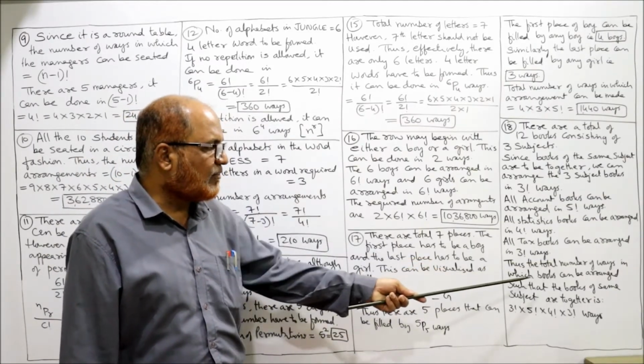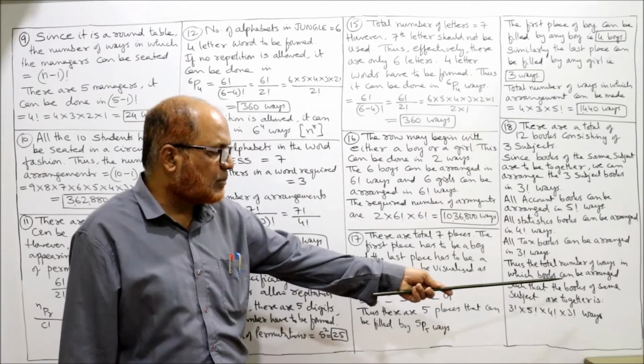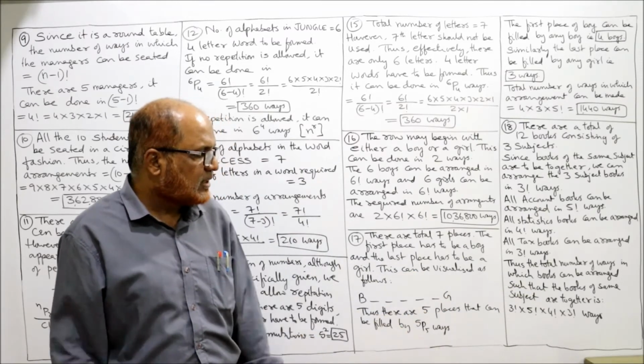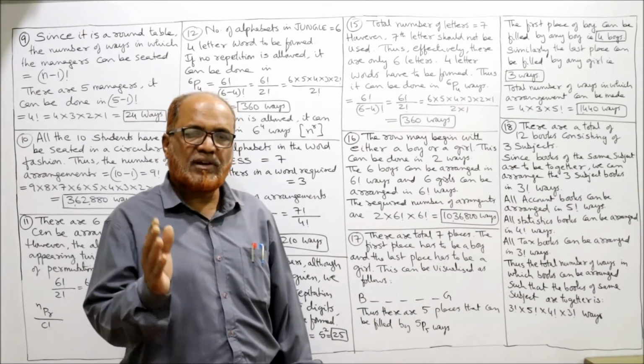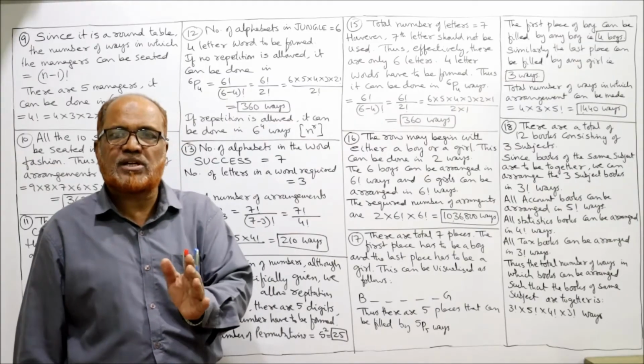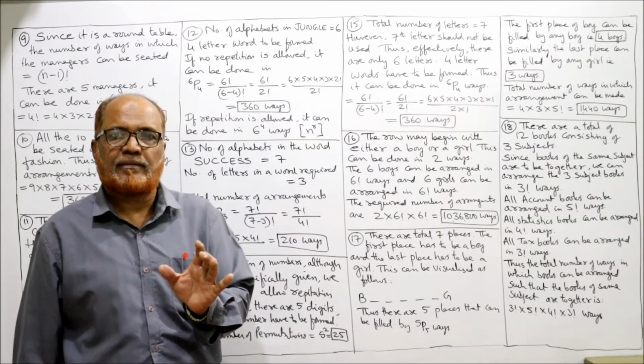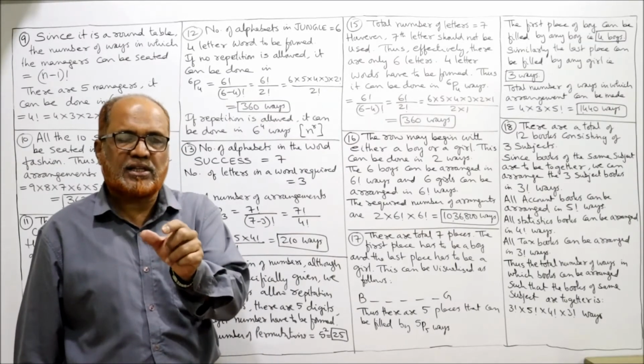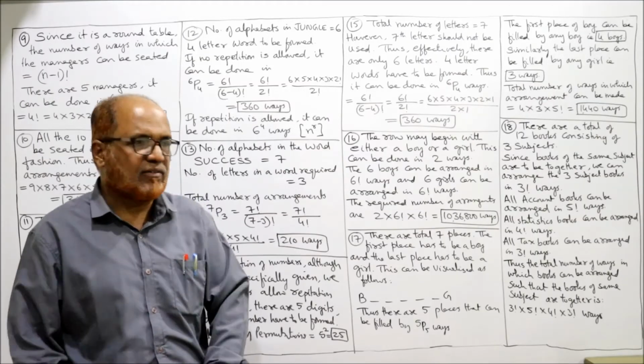Thus, the total number of ways in which books can be arranged such that the books of the same subject are together is 3 factorial. 3 factorial means all the 3 subjects should be at one place. All the books of the same subject should be at one place.